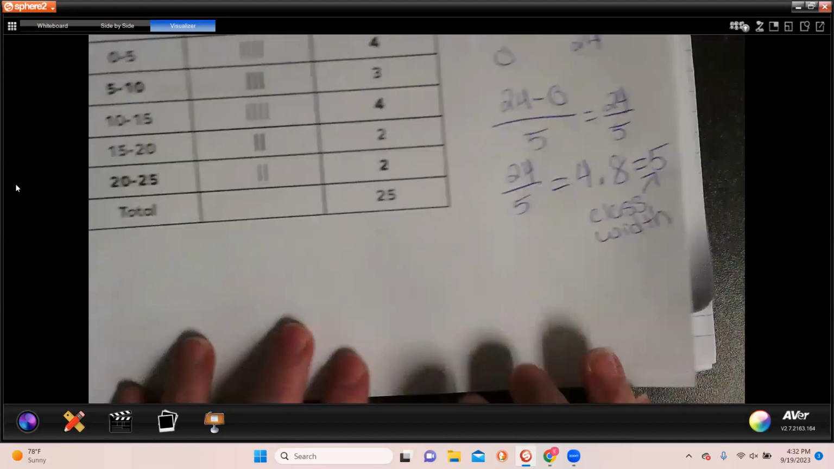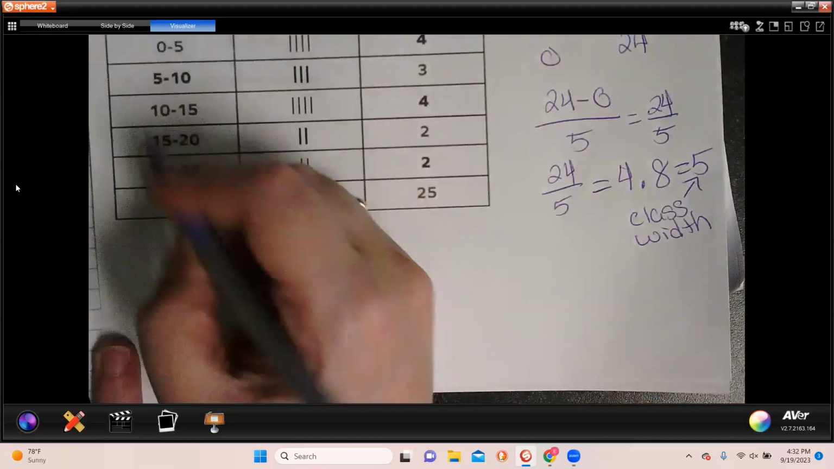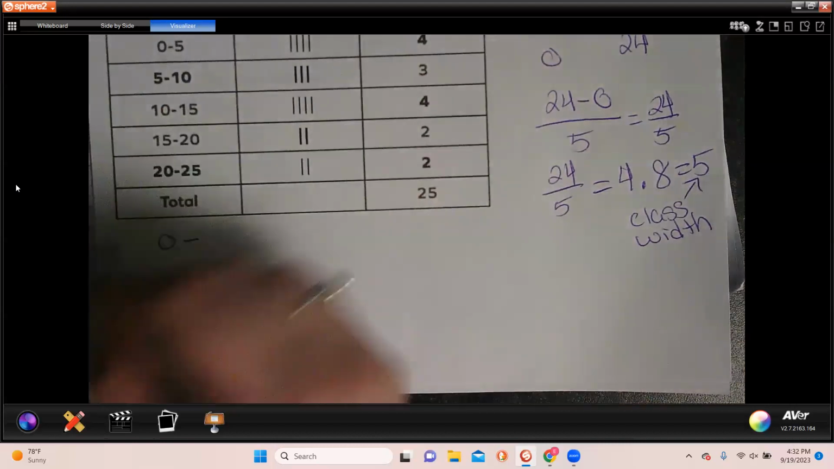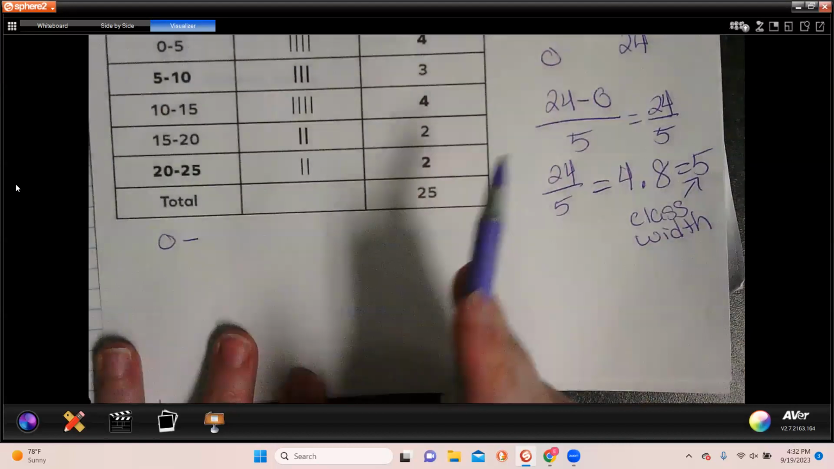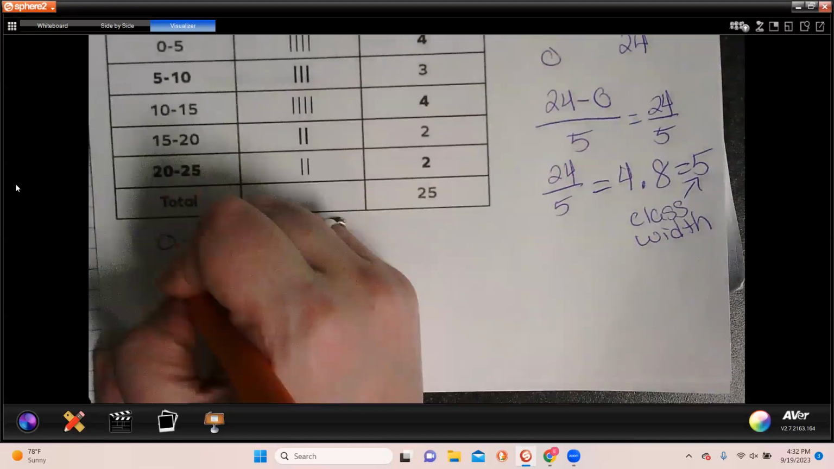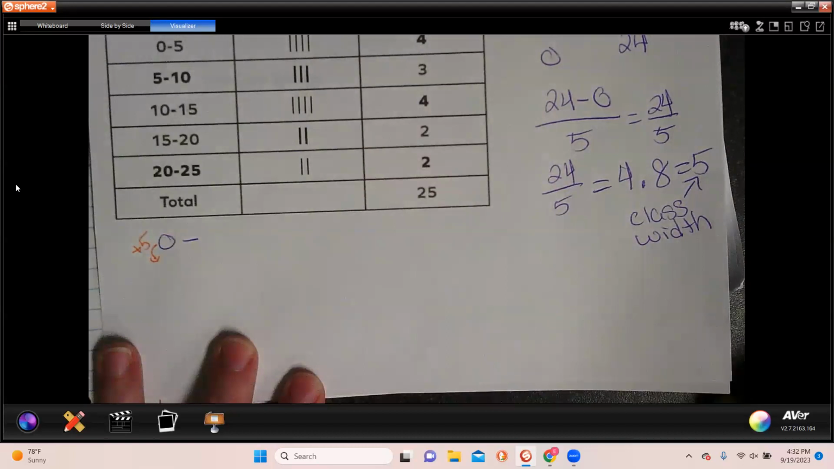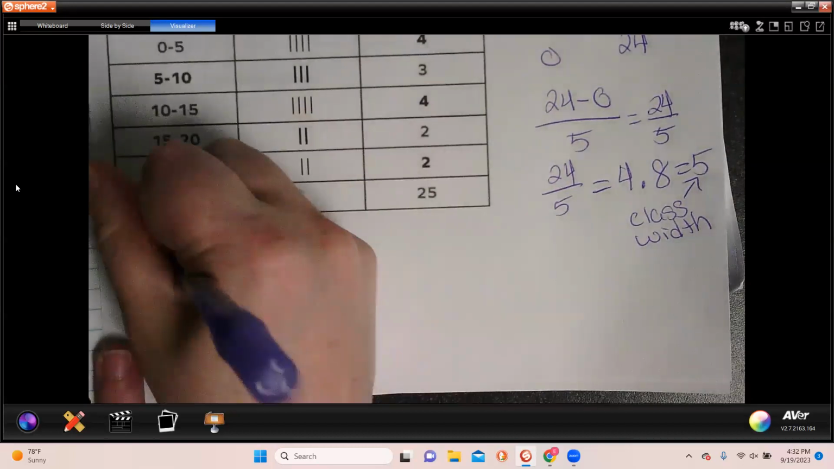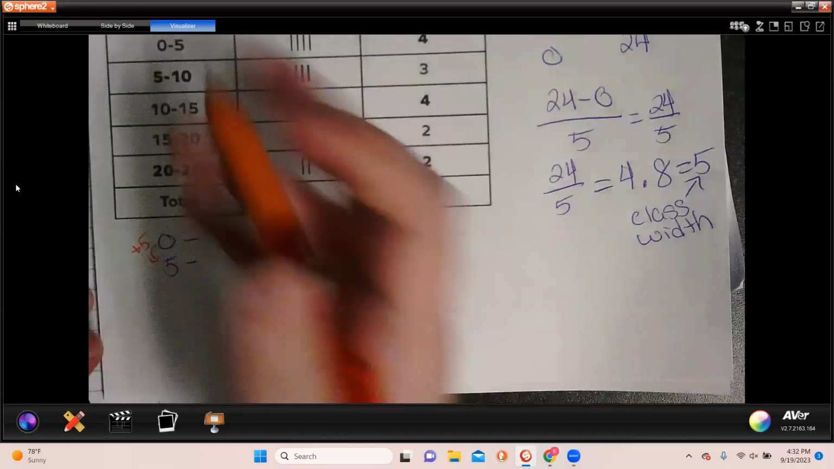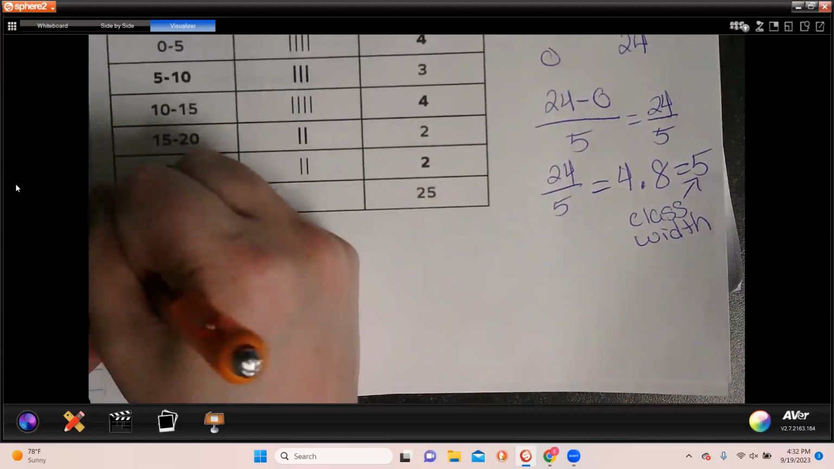Okay, so when I choose my classes, I start at the minimum. And then in a vertical column, I will add my class width to get the next lower class limit. And I'll keep this up until I have my appropriate number of classes.